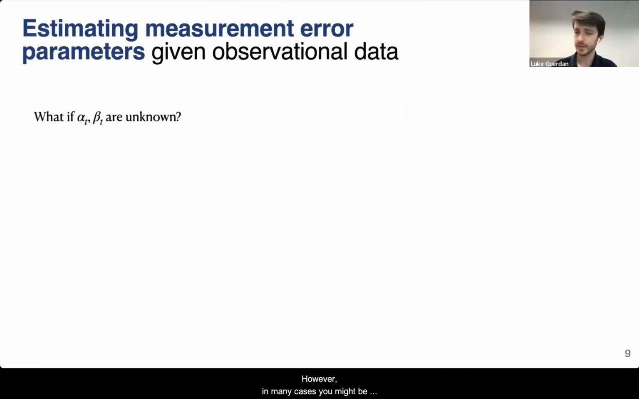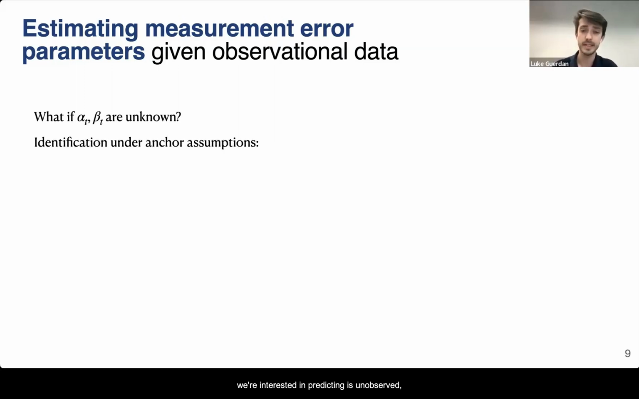However, in many cases, you might be wondering, we don't actually know the measurement error parameters alpha and beta ahead of time in practice. Therefore, in our work, we also develop a method for estimating these parameters via observational data. A challenge in this setting is that the target outcome that we're interested in predicting is unobserved. And this requires us to make assumptions about the relationship between target and proxy outcomes.